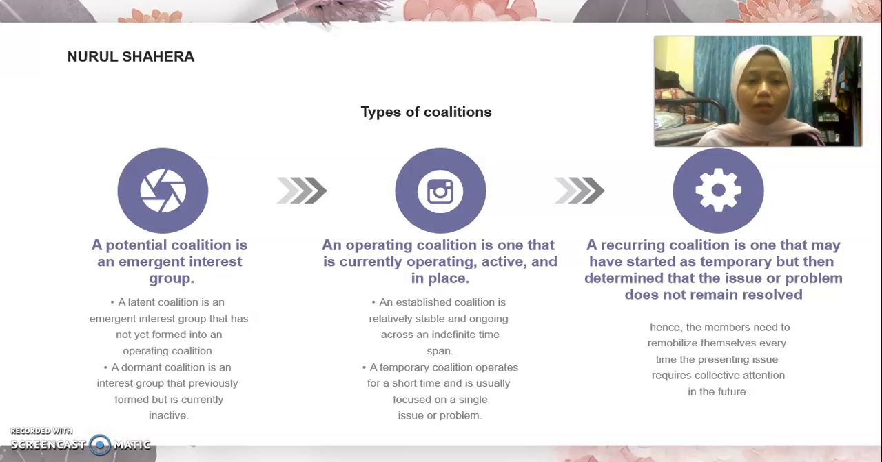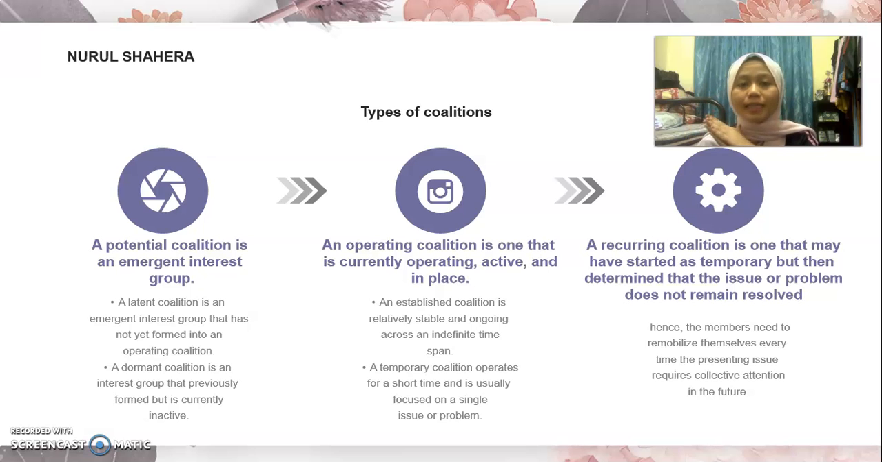So when we talk about potential collation, a potential collation is an emergent interest group. In potential collation it is divided into two, which are a latent collation and also a dominant collation. Next, the second type is the operating collation. When we talk about operating, it must be active and also in place. So an established collation is relatively stable and ongoing across an indefinite time span. Next one is temporary collation, which operates for a short time and is usually focused on a single issue or problem.